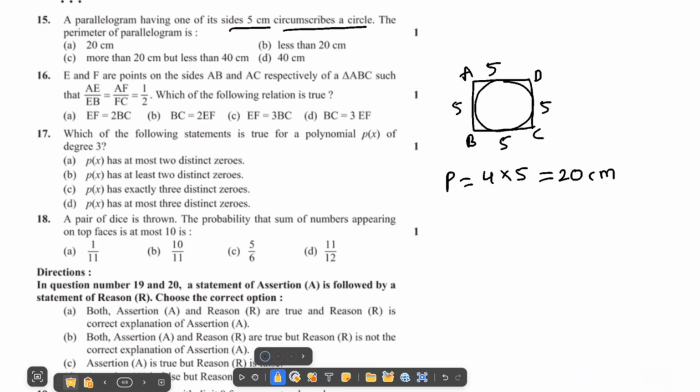Parallelogram circumscribing a circle is a rhombus. So therefore in a rhombus all sides are equal. Therefore all sides are 5 and its perimeter will be 4 into side. That will be equal to 20 centimeters. So option A is the right answer.